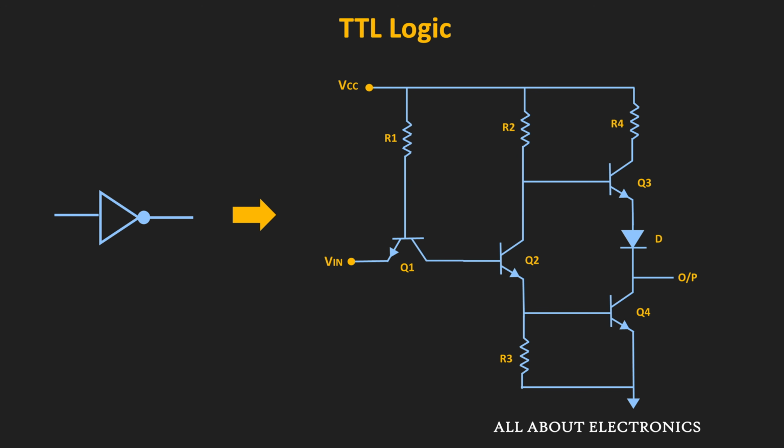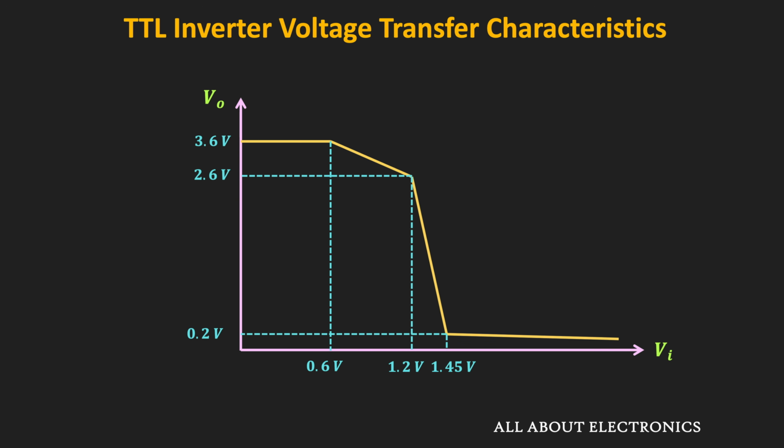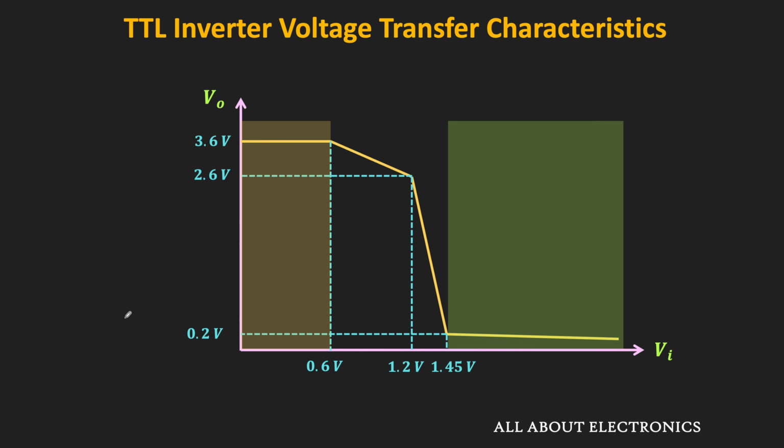If you see the voltage transfer characteristic of this TTL inverter, then this is how it will look. This voltage transfer characteristic basically shows how the output voltage changes as the input changes. In digital circuits, these logic gates are used in these two regions. When the input is low, the output is high and it will be more than 3.6 volt. Similarly, when the input is more than 2 volt, the output is typically around 0.2 volt, and this can be considered as the logic low.